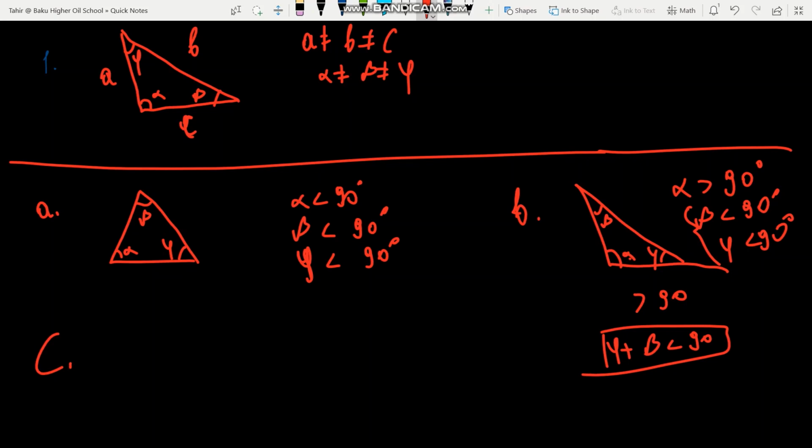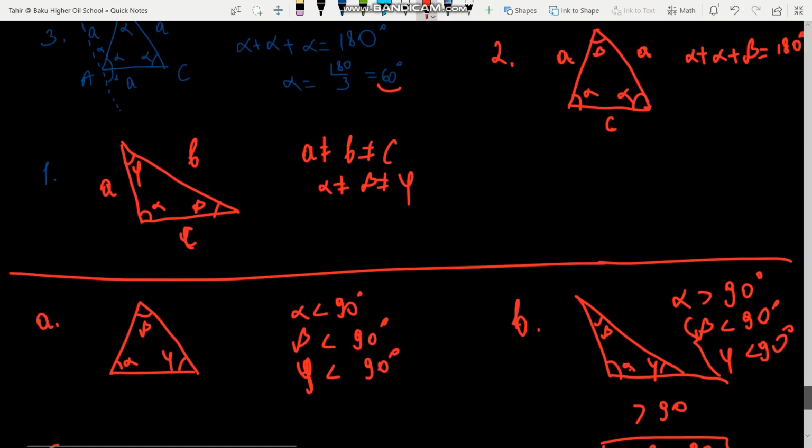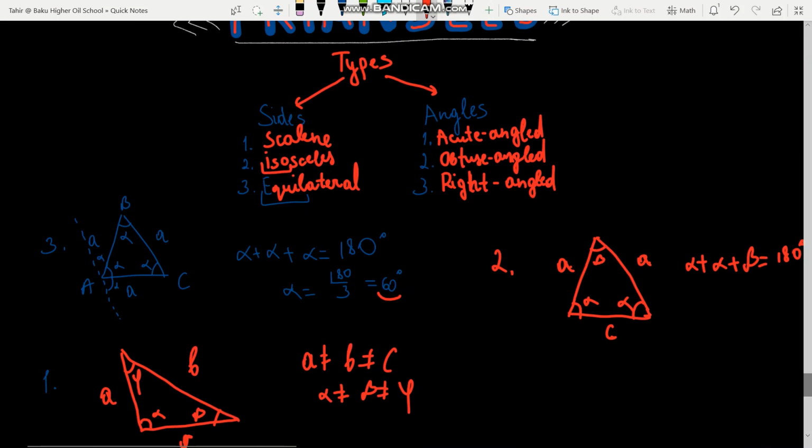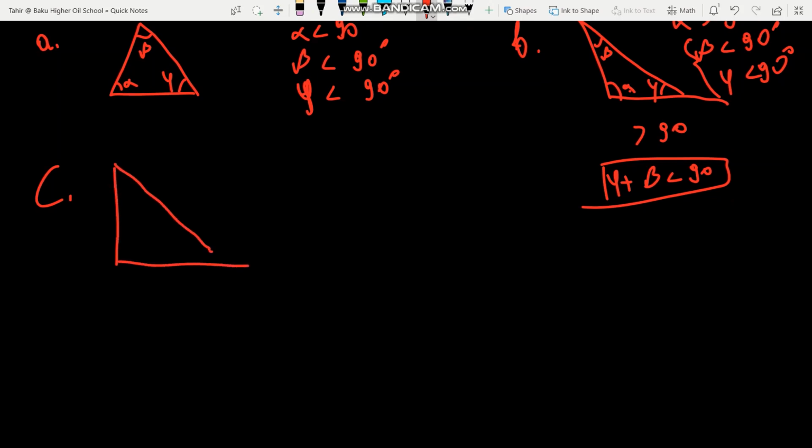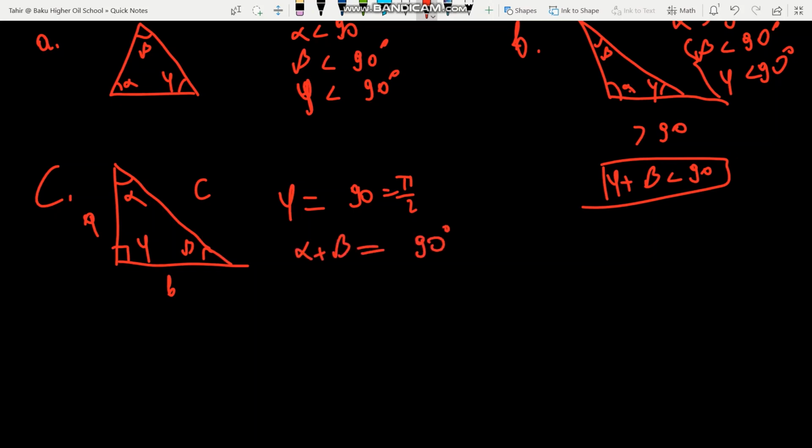And in terms of the angles, we will go through the right angle triangle, and on our channel we have a video about the Pythagoras theorem, which is connected to right angled triangles. Let's call the sides A, B, and C, and the angles alpha, beta, and phi. Phi here in the right angled triangle case will be equal to 90 degrees, or pi divided by 2, and alpha plus beta is again equal to 90 degrees.